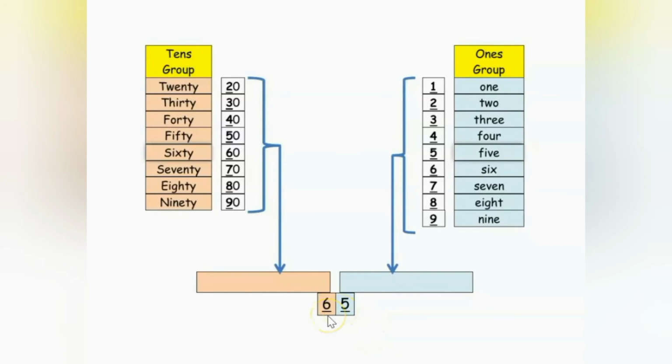5, 6. Ones group: 1, 2, 3, 4, 5. Tens group: 2, 3, 4, 5, 6 become 60. So the number is 65.